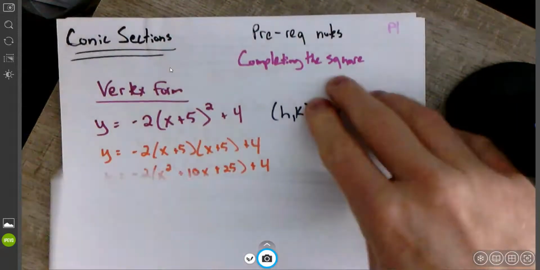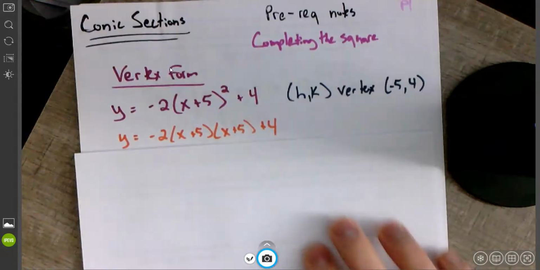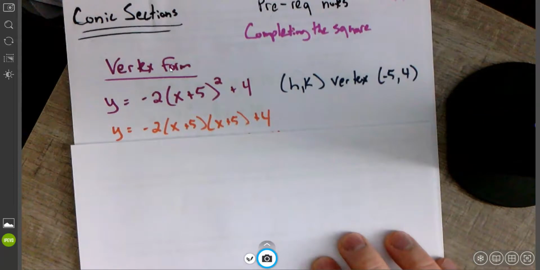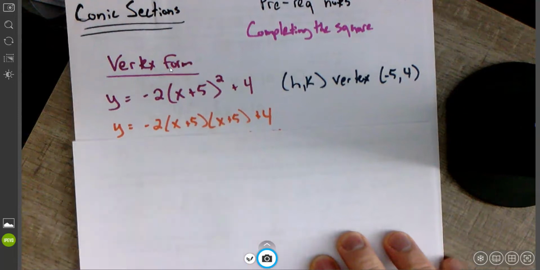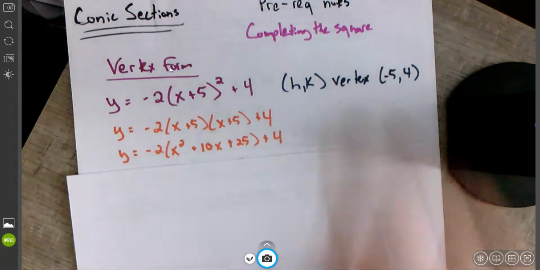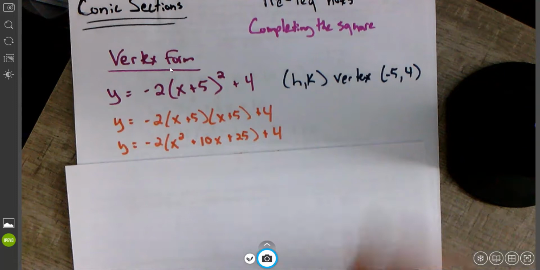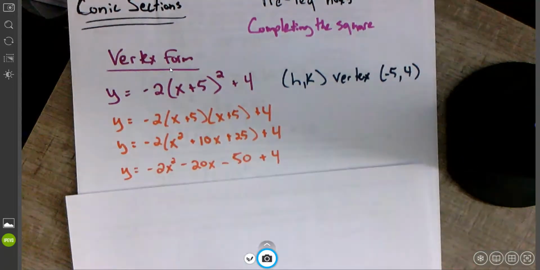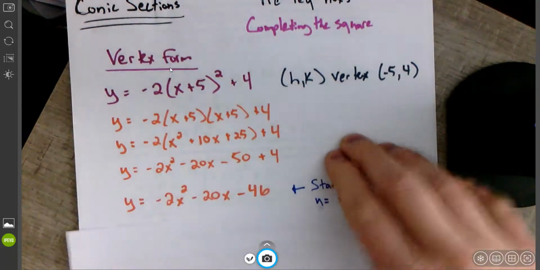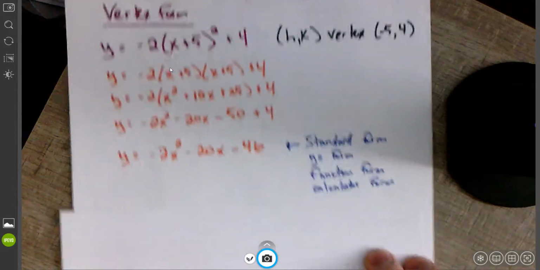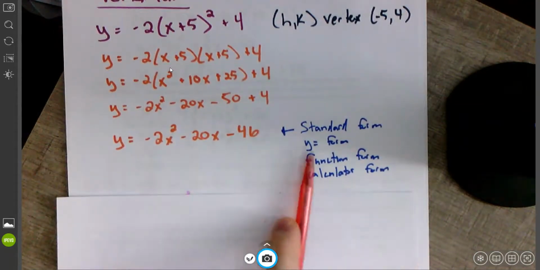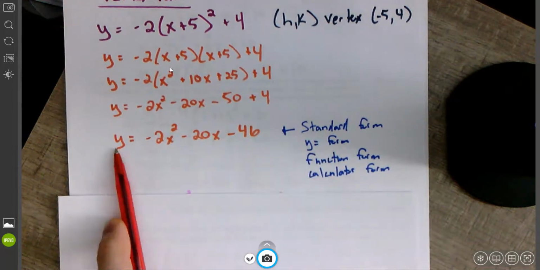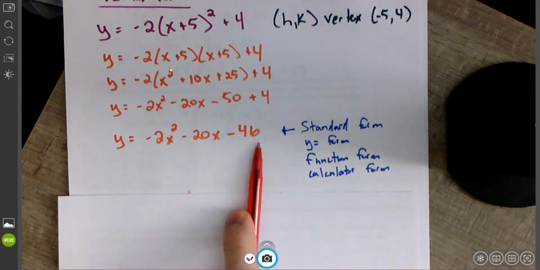Okay. So really quick, I just did some algebra to put it in what we call standard form. So standard form, I'm going to do (x plus 5) squared is (x plus 5) times (x plus 5). That's that. I FOILed. Then I'm going to distribute that negative 2. Okay. Then I'm going to clean it up. There is standard form. Some different notation for it. I usually call it standard form, but some teachers call it y equals form because it's y by itself. It's y equals all this stuff.